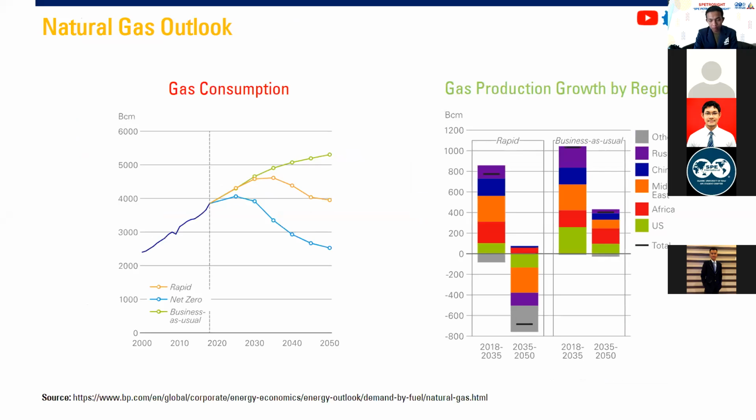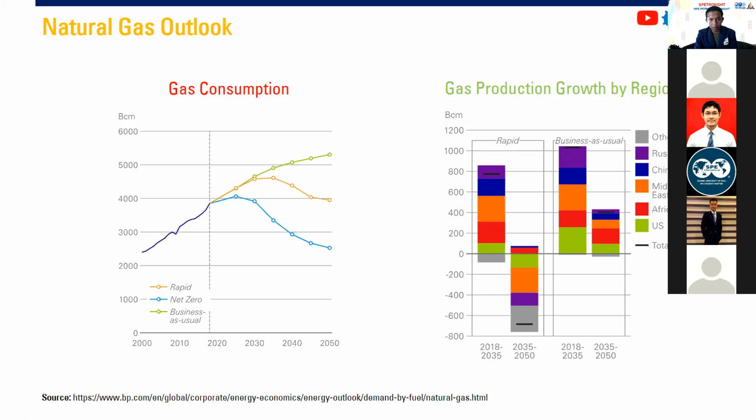Also, if we look at the natural gas outlook, we can see in this chart three scenarios: rapid, net zero, and business as usual. If you want to know the definitions of rapid, net zero, and business as usual, you can see this source. But what I want to mention here is that, as we are currently consuming natural gas, the consumption will keep increasing at least until 2050. So the demand for natural gas is still big, at least until 2050, which means hopefully there will be more job vacancies for petroleum engineers concentrating on natural gas exploitation.